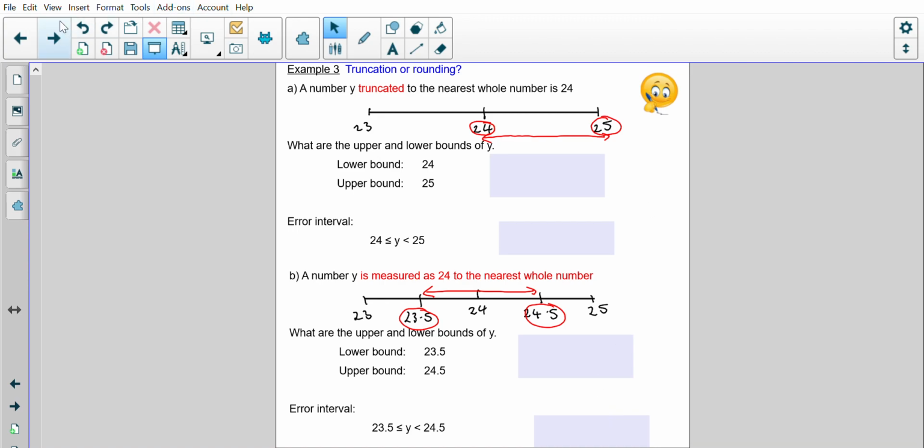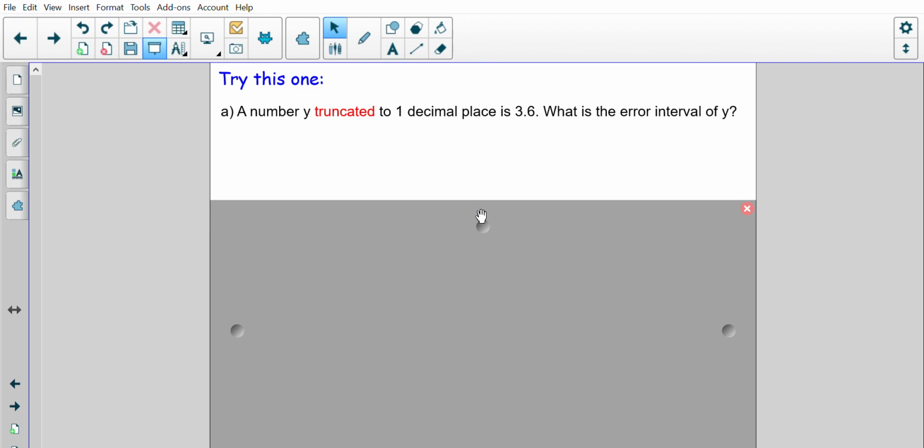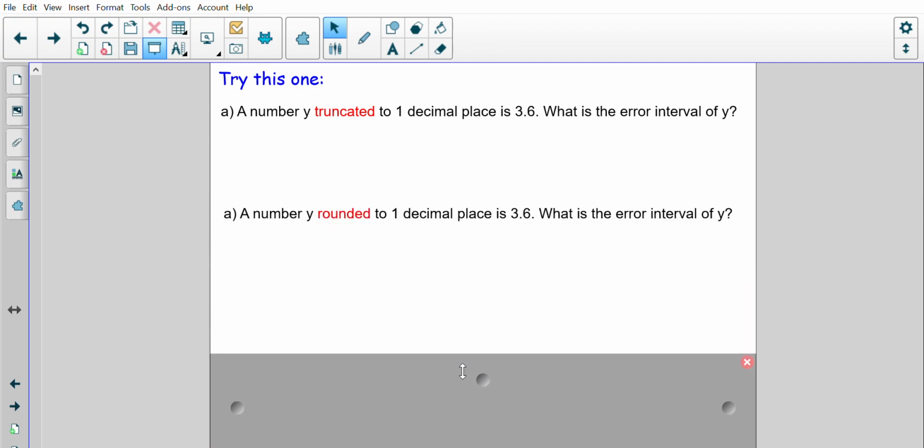Okay, what I would like you to do is just pause the video and have a go at this one. So first of all, truncating 3.6 to 1 decimal place, find the error interval, and then compare that to rounding 3.6 to 1 decimal place, find the error interval. So just pause the video and have a go at that, and then you can compare your answer.